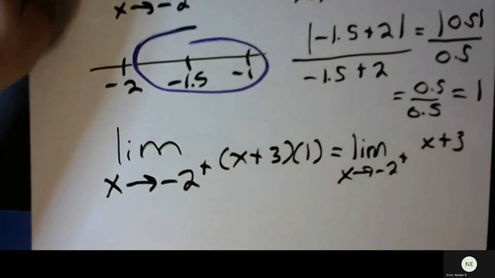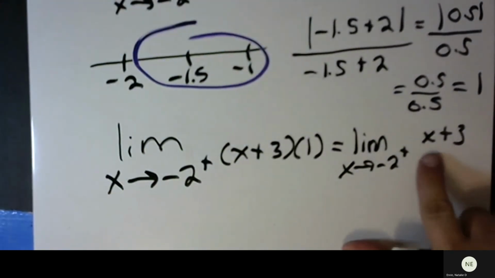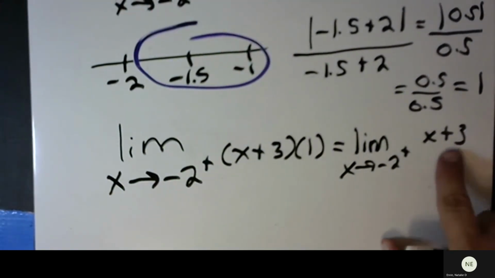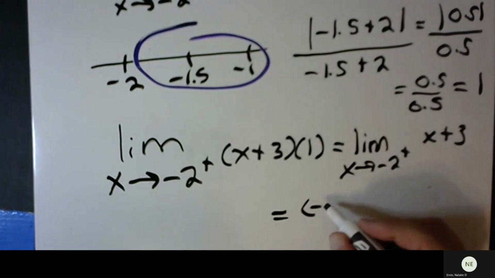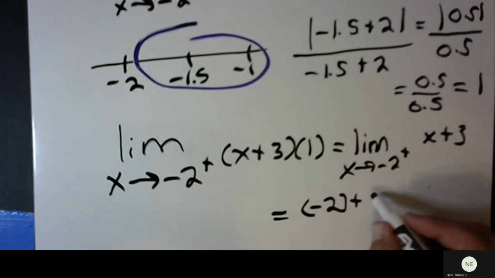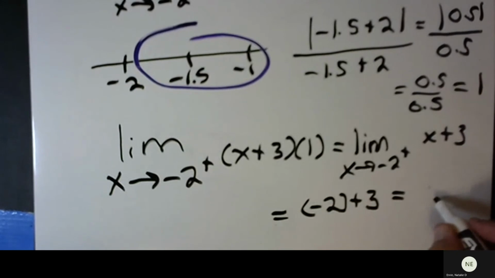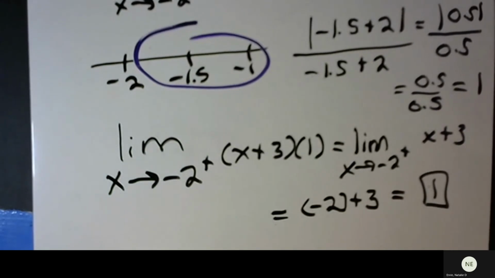And so now we can just substitute, because again, there's no jumps or breaks, there's no gaps in the domain here. So we get -2 plus 3, which is going to be equal to 1. And that's going to give us our answer. So any questions about that? All right.